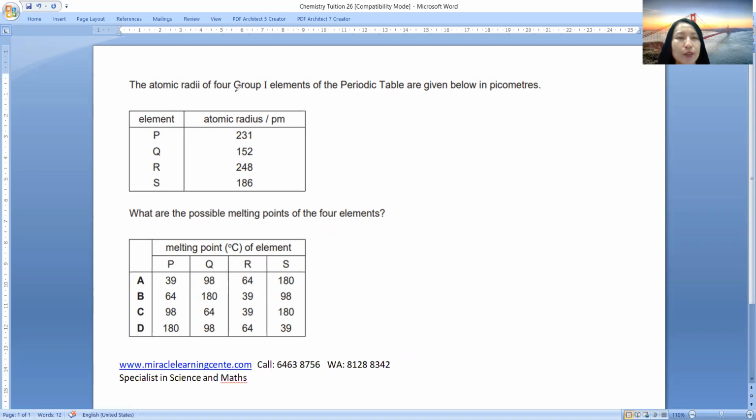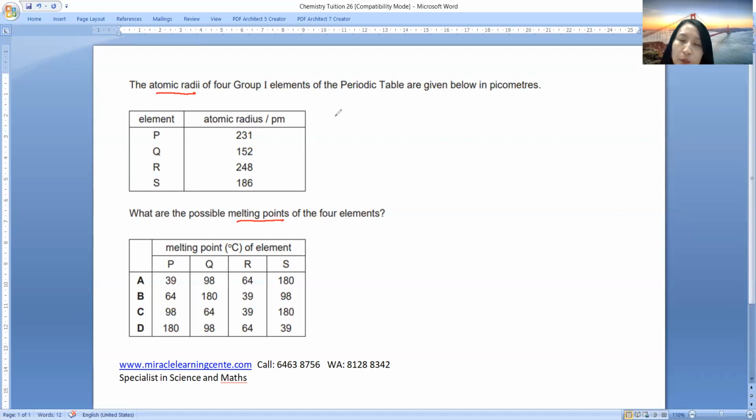The atomic radii of 4 group 1 elements of the periodic table are given below. Okay, so we're given the atomic radius. What are the possible melting points of the 4 elements? So what is the trend of group 1 elements in accordance to the atomic radius? Does the atomic radius increase down group 1 or decrease down group 1? What do you think?